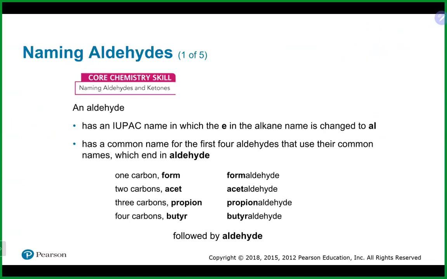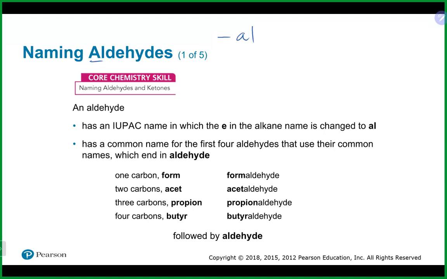All right. So let's talk about naming aldehydes. Aldehydes are sometimes confused with alcohols because they're named in a similar-looking way. Alcohols end in OL. Aldehydes actually end in AL. So AL is how we name our aldehydes.